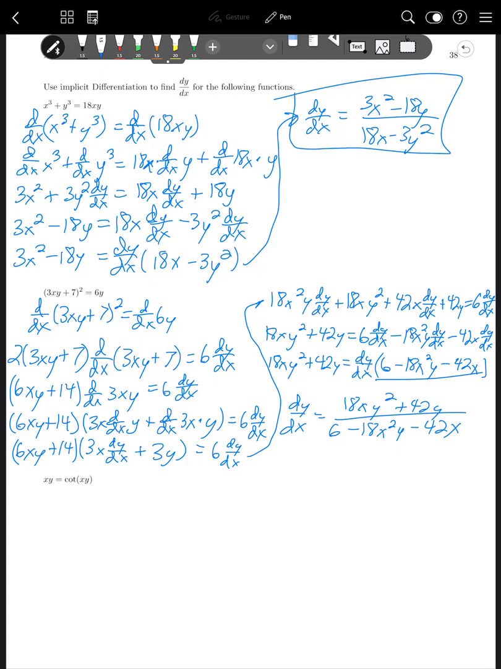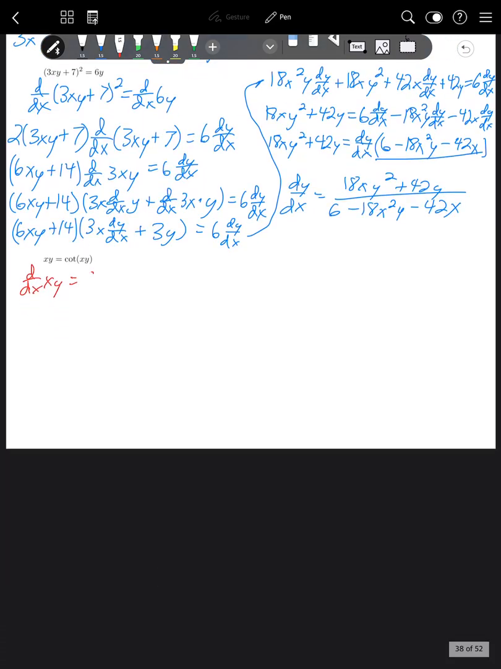Okay, so that's that one, and then the last one. Same idea. Take the derivative of both sides with respect to x. On the left-hand side, use the product rule. So x times the derivative of y with respect to x plus the derivative of x with respect to x times y. And on the right-hand side, we have to use the chain rule.